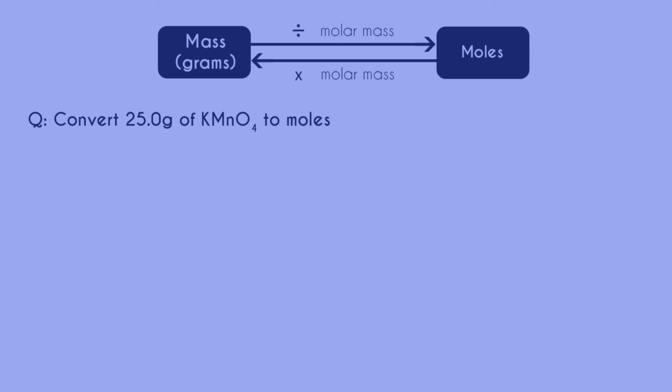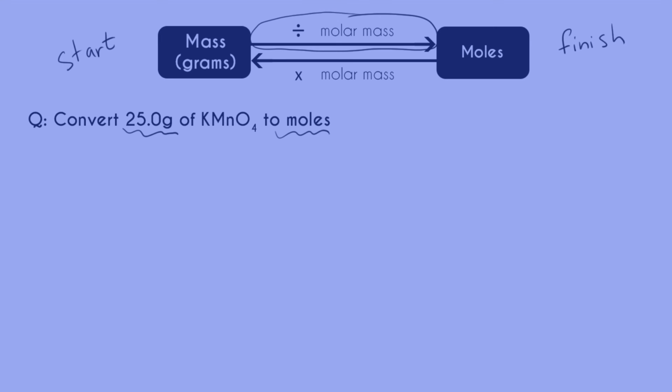Our next problem is to convert 25 grams of KMnO4 to moles. And so again, let's start by identifying our start and our finish. We were given 25 grams. This is our start. We were asked to find the number of moles. That'll be our finish. When we have moles, we're done with the problem. And so now we can see for this problem, we'll have to follow the top arrow going from left to right, and we'll have to divide by our molar mass.